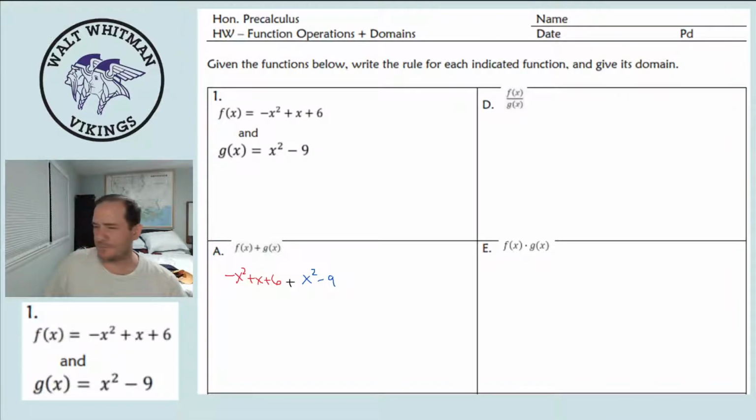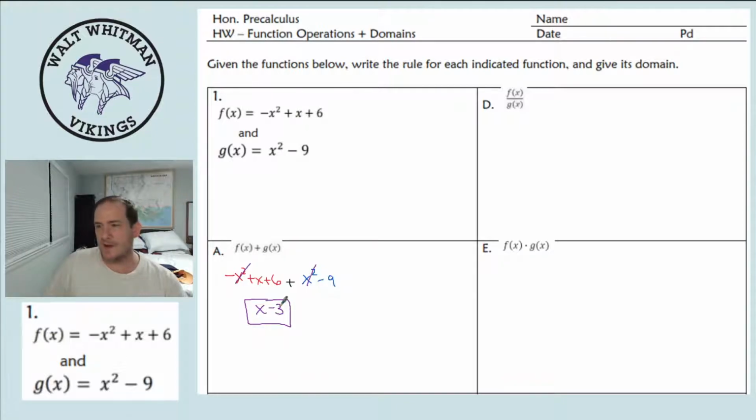So what are we going to get? We're going to go ahead and let them cancel. Those cancel. So we get x minus 3. That's it. Now looking at this function, because it's linear, you should say that its domain is real numbers, and that's fine.